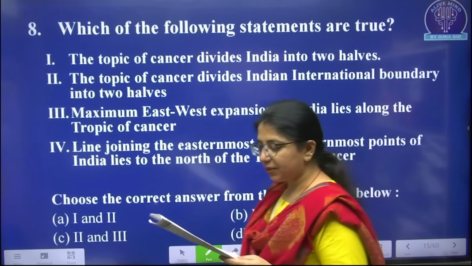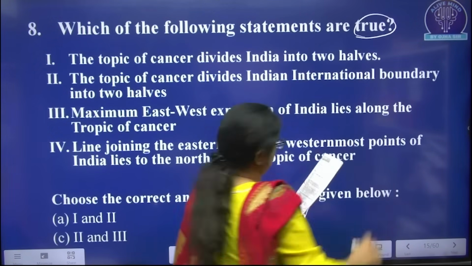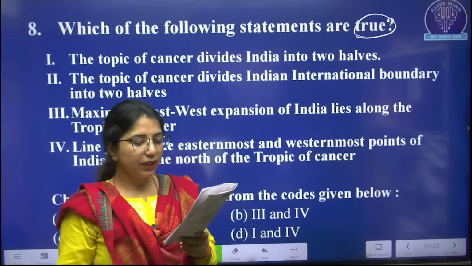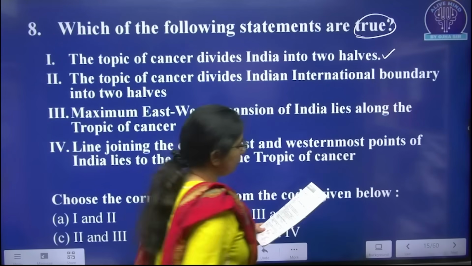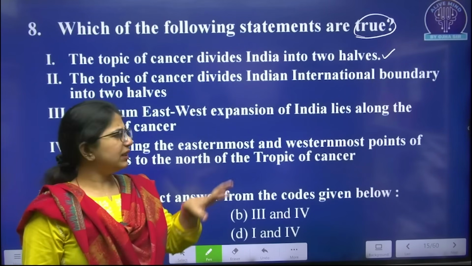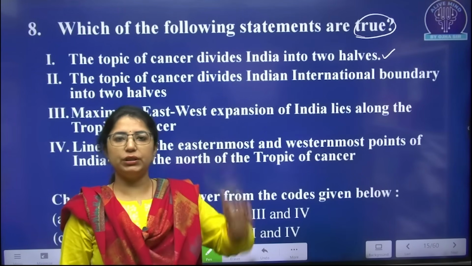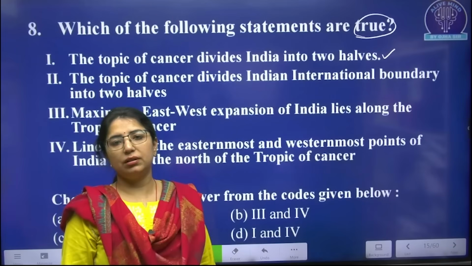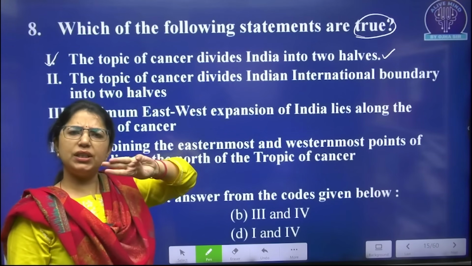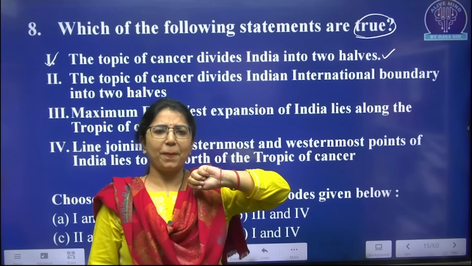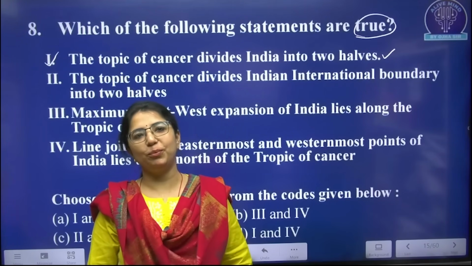Then is question number 8. Which of the following statements are true? They've asked for the correct ones. Tropic of Cancer divides India into two halves. This is right. The starting 15-20 questions are PYQs. Why? Just to develop your understanding of how they ask the questions. They have asked this single fact how many times, I guess? In 3 questions. So if you are unaware of the fact, how will you be able to develop an understanding of the topic?